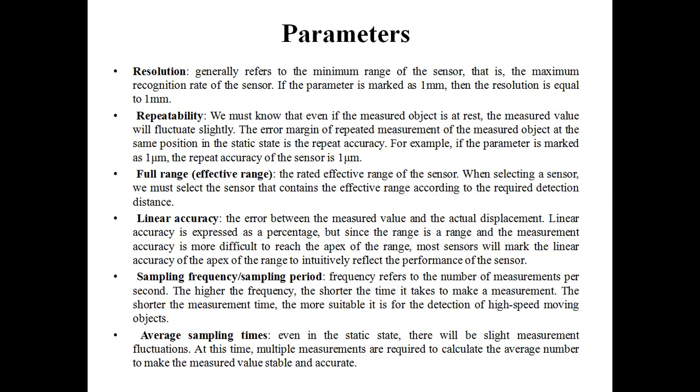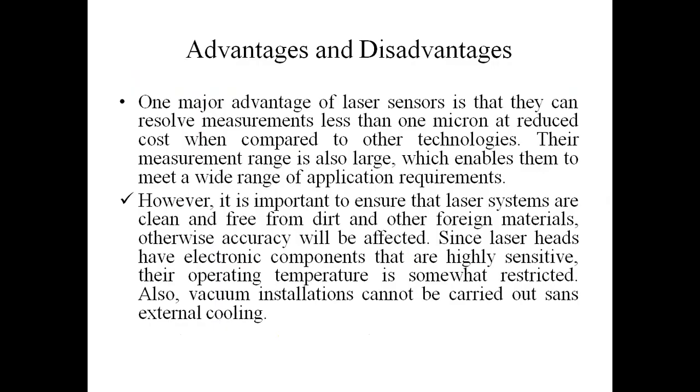What about the sampling frequency? The frequency refers to the number of measurements per second. Average sampling times is the number of times multiple measurements are required to calculate the average.